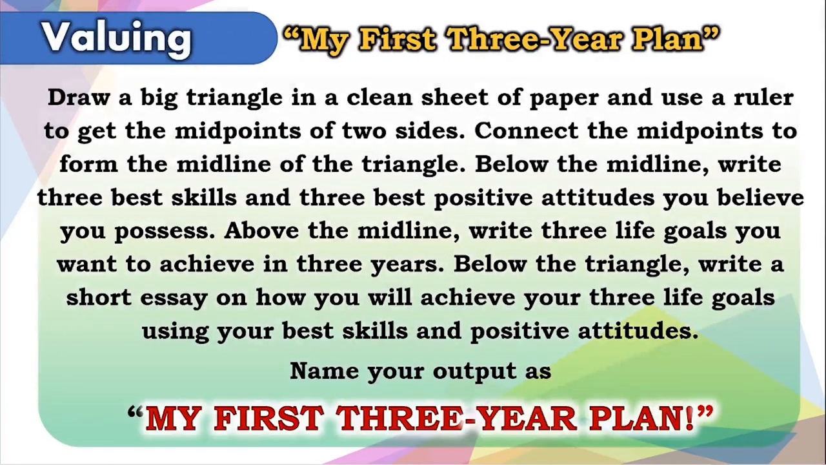For the valuing, draw a big triangle in a clean sheet of paper and use a ruler to get the midpoints of two sides. Connect the midpoints to form the midline of the triangle. Below the midline, write the best 3 skills and 3 best positive attitudes you believe you possess. Above the midline, write the 3 life goals you want to achieve in 3 years. Below the triangle, write a short essay on how you will achieve your 3 life goals using your best skills and positive attitudes. Name your output as my first 3-year plan.